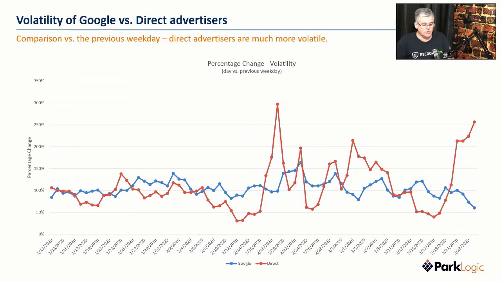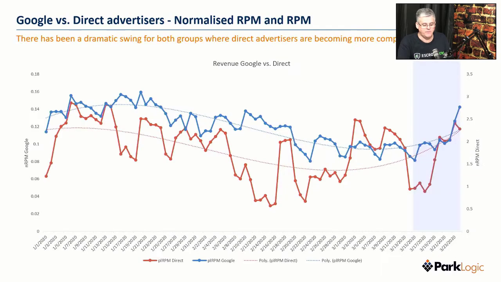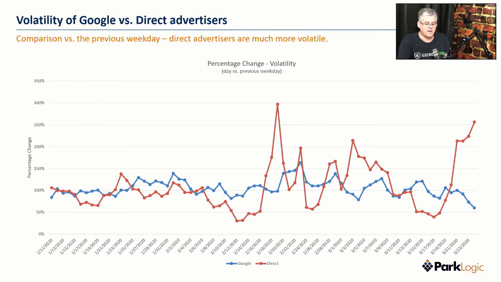Okay, volatility of Google versus direct advertisers from the previous workday. This is now comparing the previous workday versus the previous one, Google's and direct advertising on a normalized RPM basis. Now this is the volatility, separating out the two. This is comparing Monday versus the previous Monday, Wednesday versus previous Wednesday, on the direct advertisers in red and Google in blue. And you can see Google is basically static, going up and down on a 7-day cycle. And that 7-day cycle is obviously the week.